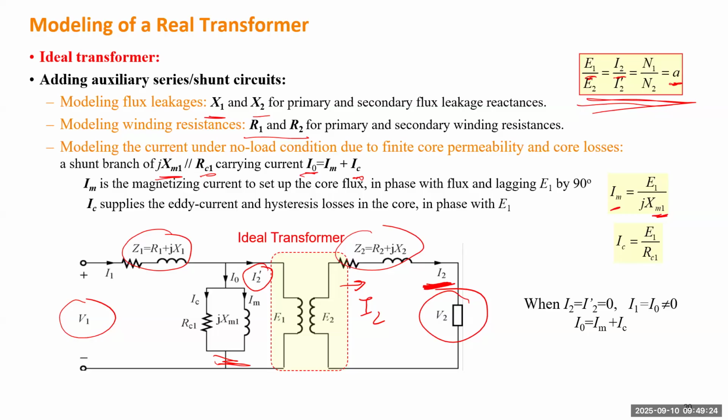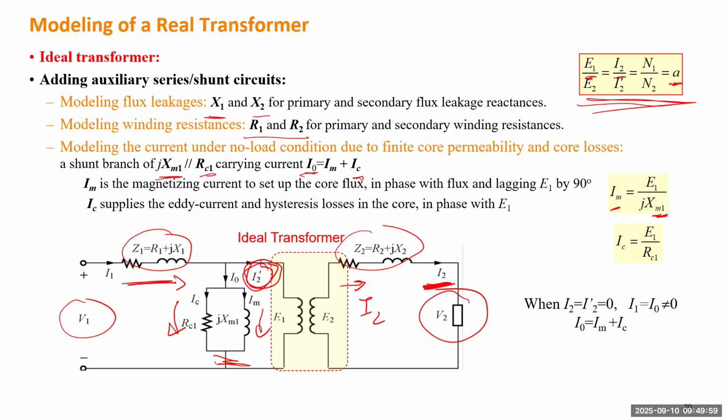When the secondary side is open circuit, the current going into the ideal transformer is 0. So all the current from the source will go into those two branches. You can utilize this to measure the current going into those two shunt branches. That is related to the open circuit test or short circuit test to estimate the parameters.